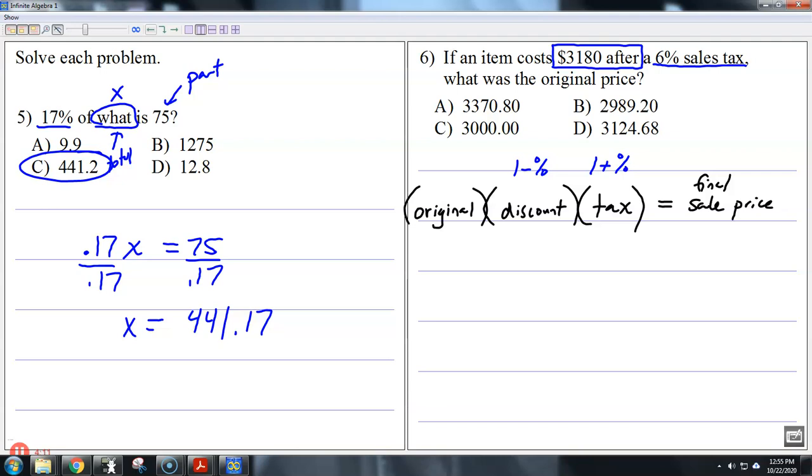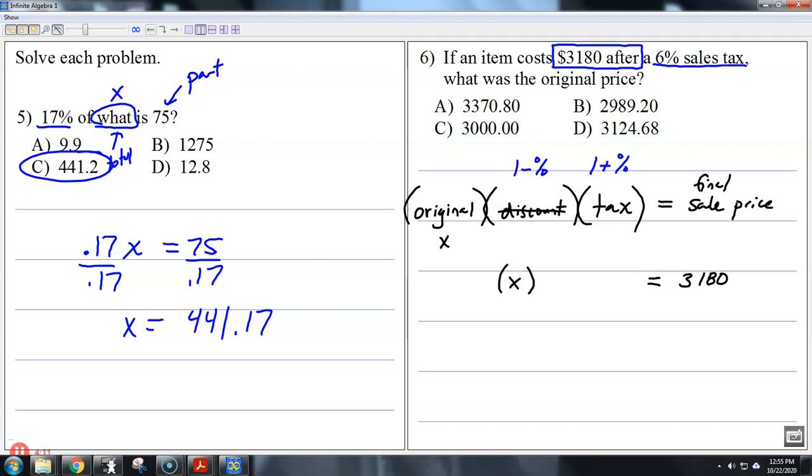So be careful on those. So on this one, let's see what we have. We have $31.80 as the after price, so that goes back here. We don't have a discount, so we don't have to worry about that. The original, we don't know what the original is.